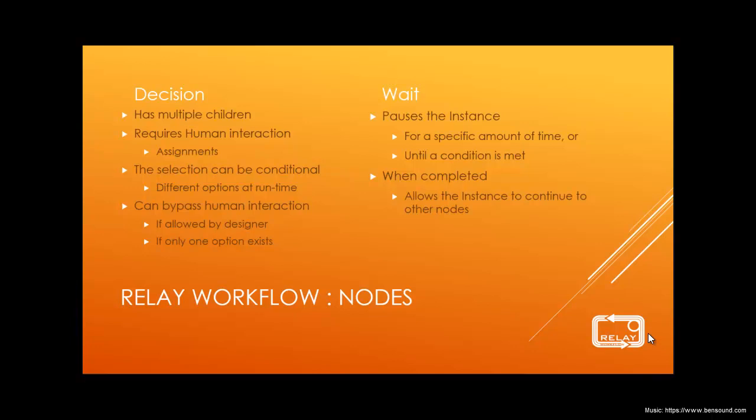Decision nodes are like tasks in that they pause the instance for a human interaction. However, this interaction is for the user to select from a list of options, each representing a link to a different node in the flow. This enables the designer to give users options in the flow while still keeping it simple for the end user. Each option can be conditional at runtime and can be bypassed if only one option is available and the designer actually allows this to happen.